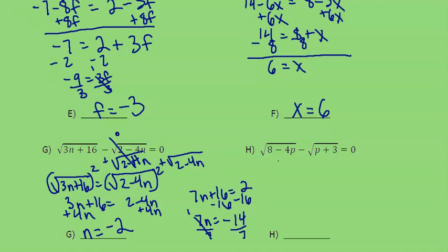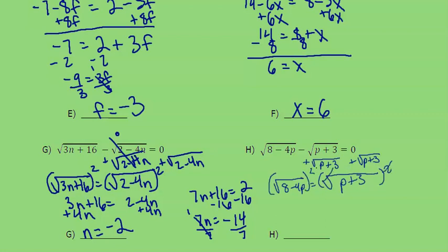H. The square root of 8 minus 4p minus the square root of p plus 3 equals 0. Add the other square root to the other side. And then we have the square root of 8 minus 4p equals the square root of p plus 3. Now we can exponentiate each side by 2. And then we have 8 minus 4p equals p plus 3. Add 4p to each side.